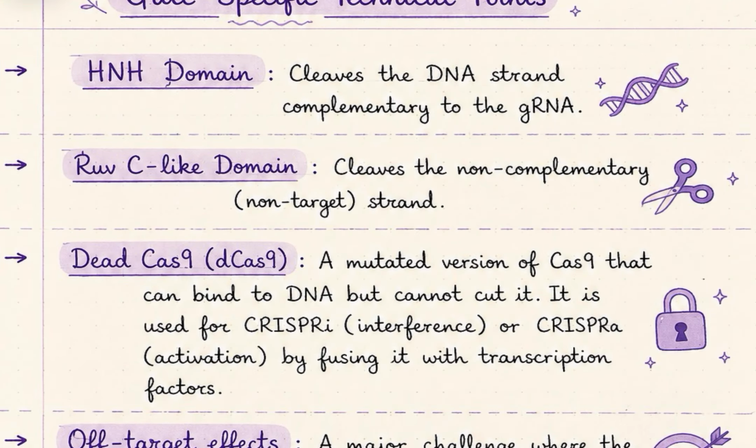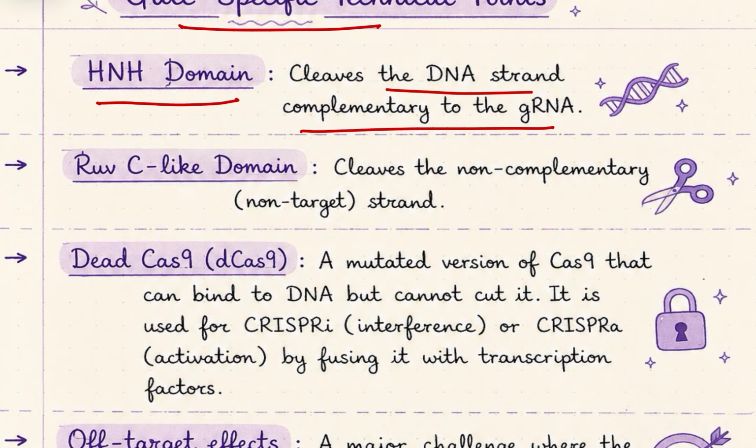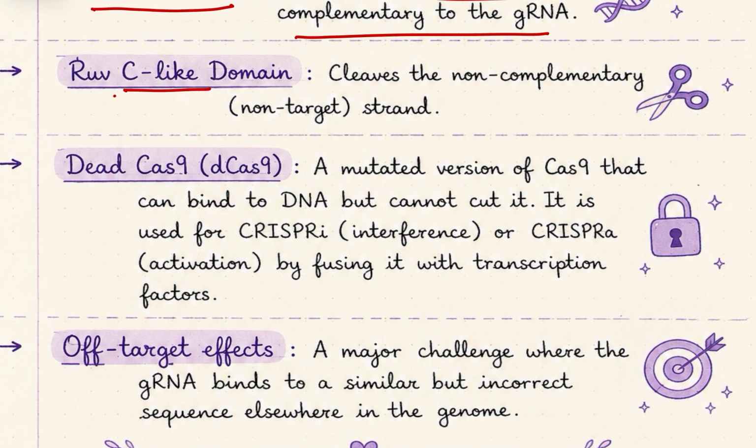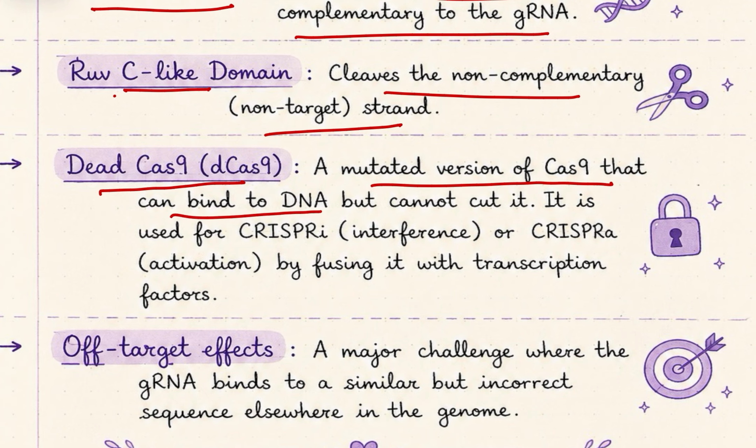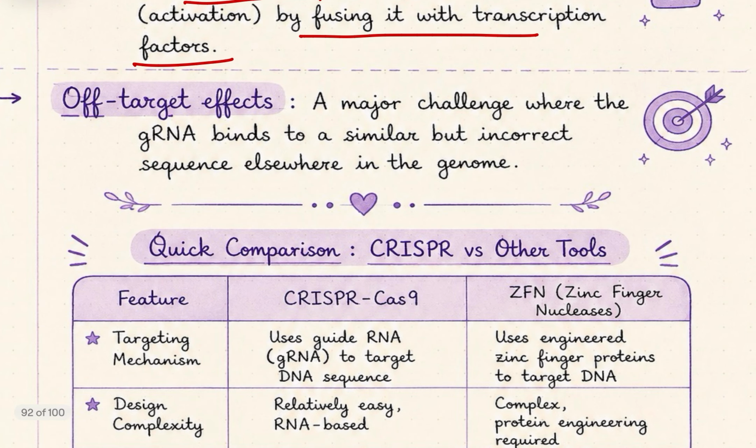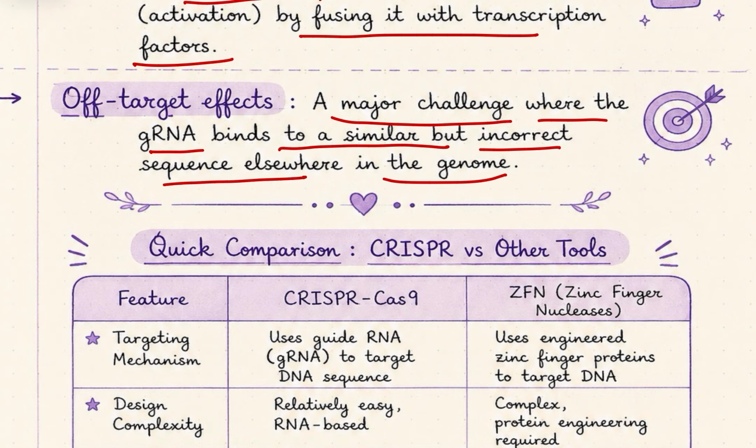So now GATE specific technical points. HNH domain cleaves the DNA strand complementary to the sgRNA. RuvC-like domain cleaves the non-complementary, non-target strand. Dead Cas9 is a mutated version of Cas9 that can bind to DNA but cannot cut it. It is used for CRISPR interference or CRISPR activation by fusing it with a transcription factor. Off-target effect is a major challenge where the gRNA binds to a similar but incorrect sequence elsewhere in the genome.